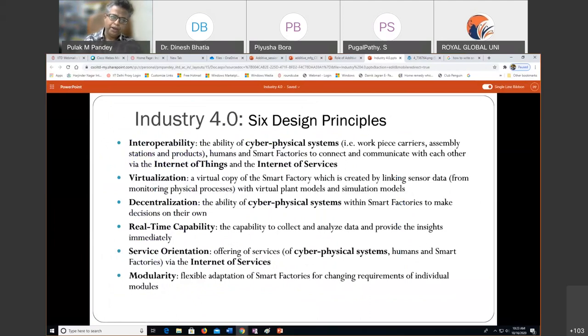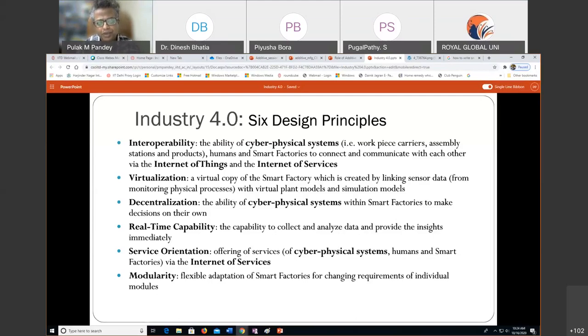Now I would like to describe these six design principles of smart manufacturing. These principles are interoperability, that is the ability of cyber physical systems, humans and smart factories to connect and communicate with each other via the Internet of Things and the Internet of Services. And then it is virtualization, that is a virtual copy of the smart factory, which is created by linking sensor data with virtual plant models and simulation models.